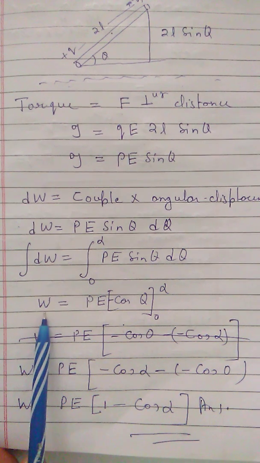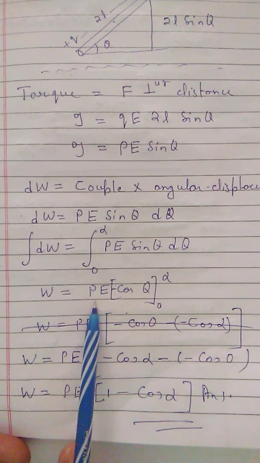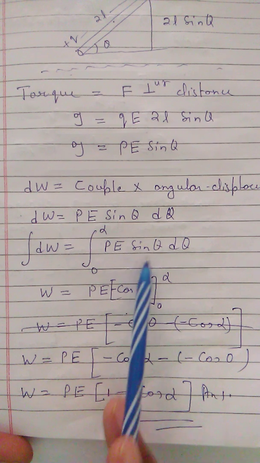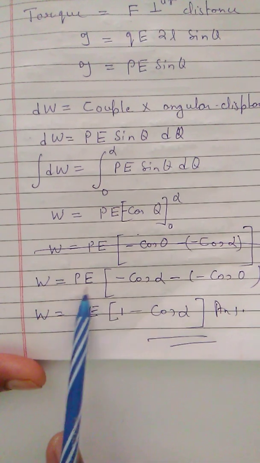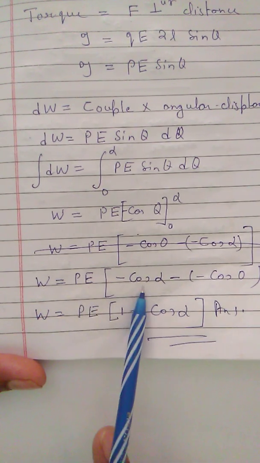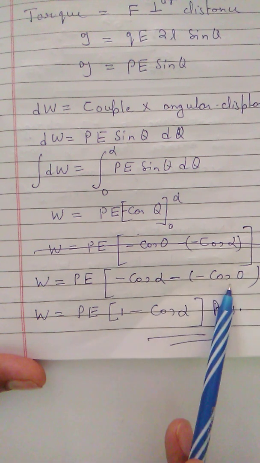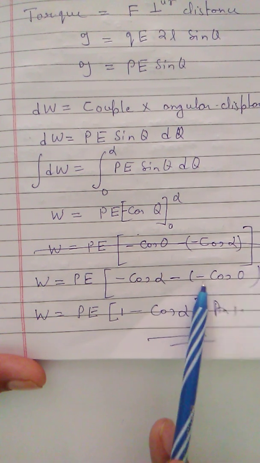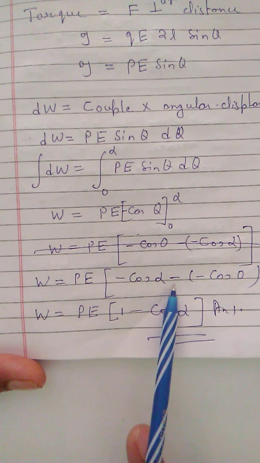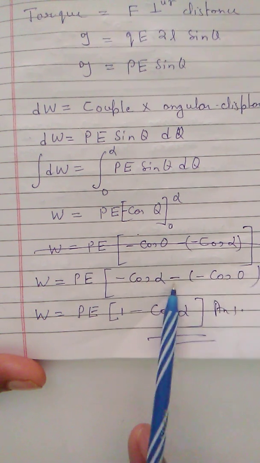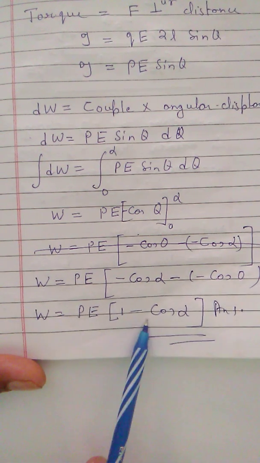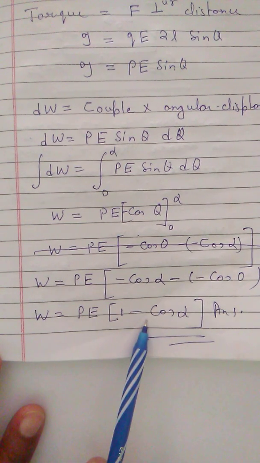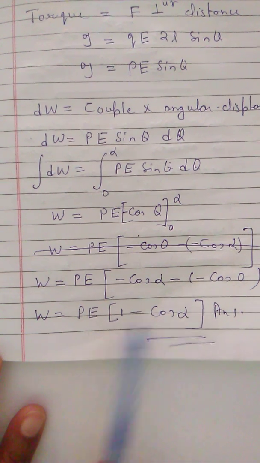The dW becomes W only. PE is constant, so it comes out. The integration of sine theta will be minus cos theta, from 0 to alpha. So W equals PE times minus cos alpha minus minus cos 0. Cos 0 gives me 1, so minus 1 with the minus sign gives me 1. So we are writing it here. This is your work done in rotating the electric dipole in the electric field.